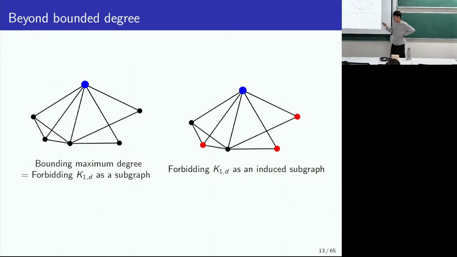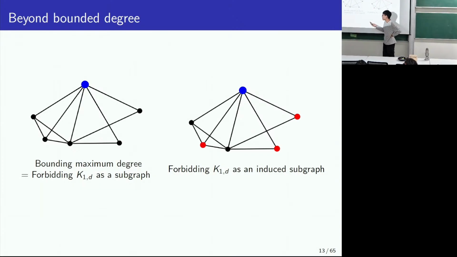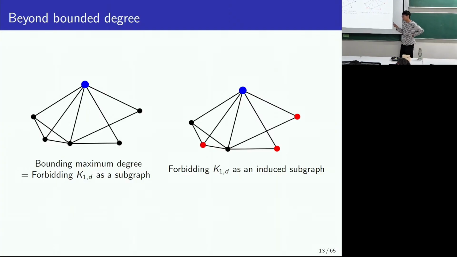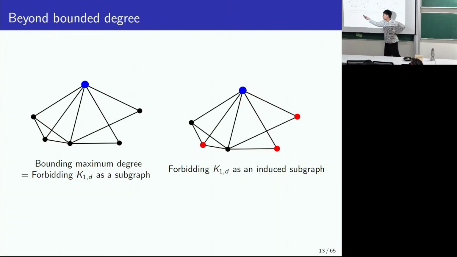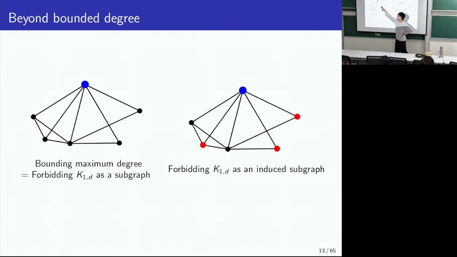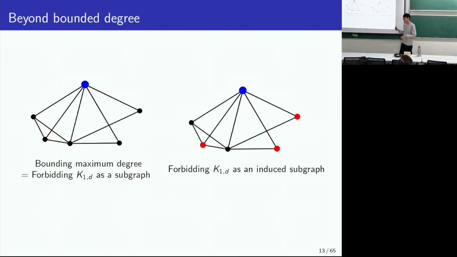Beyond the maximum degree, we will think about something like induced degree. I will explain what it means. When we bound maximum degree, it is the same as forbidding a large star, K_{1,d}, as a subgraph. For example, if we forbid K_{1,6} as a subgraph, each vertex has maximum degree 5. Since we are thinking about the induced version of this grid theorem, it seems natural to consider forbidding K_{1,d} as an induced subgraph, not a subgraph.